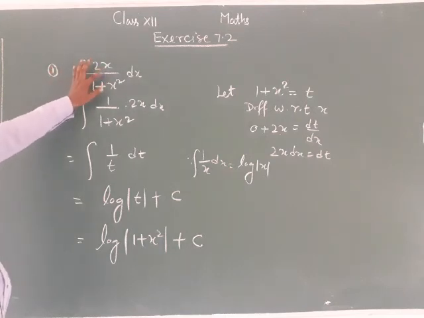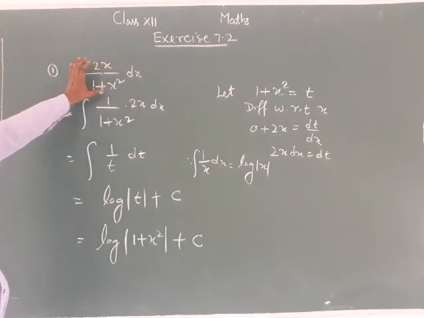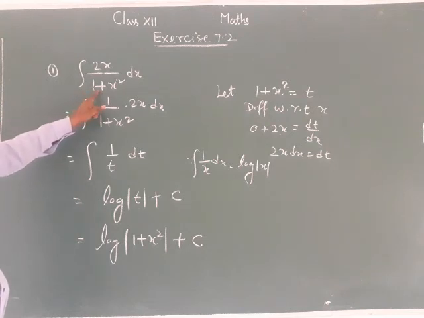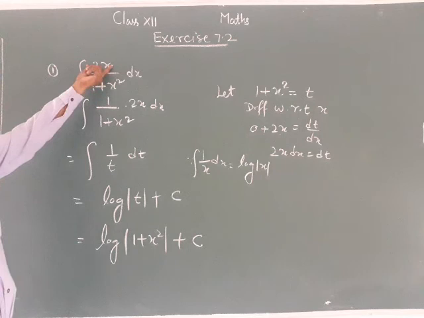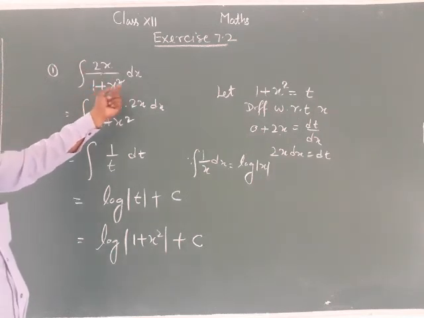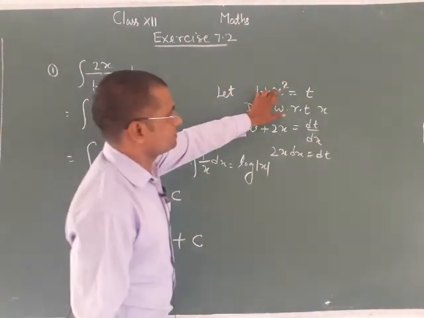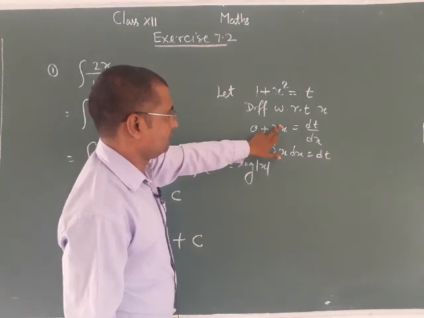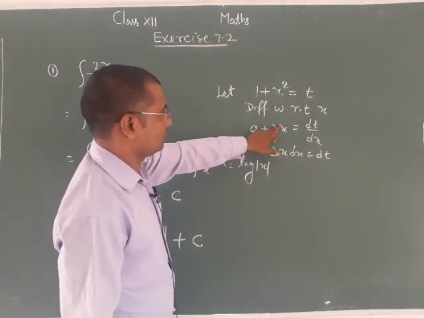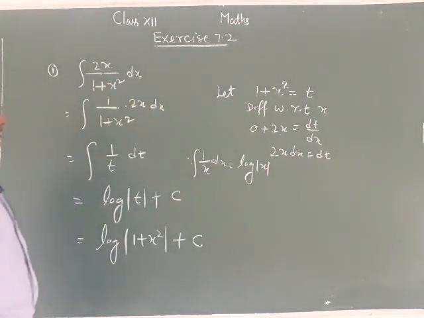Integration of 2x upon 1 plus x square dx. By substitution method we can solve. So the derivative of 1 plus x square is 2x. Now put, so we take 1 plus x square as t, and differentiate with respect to x. So we find 2x dx is equal to dt.